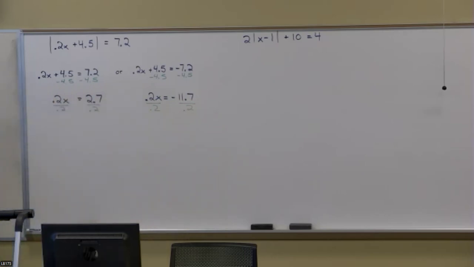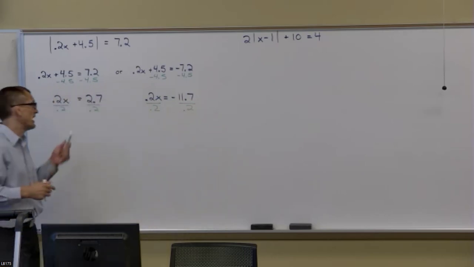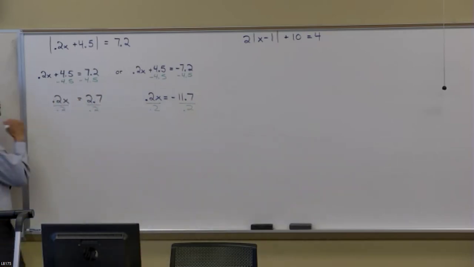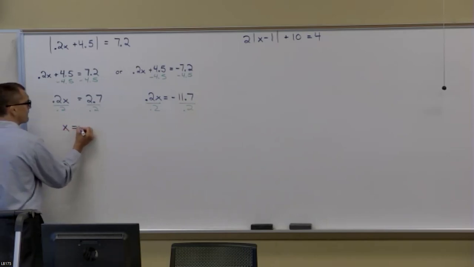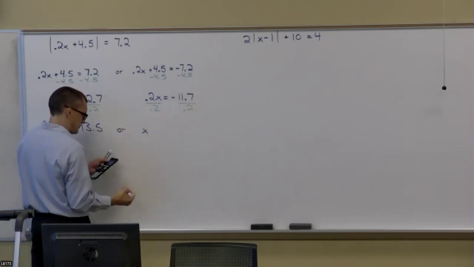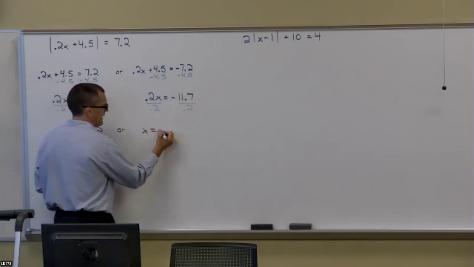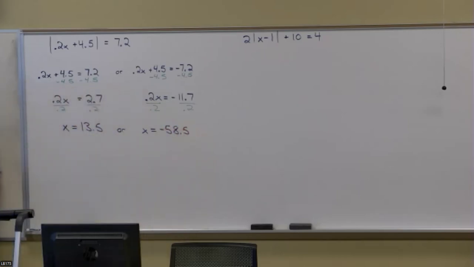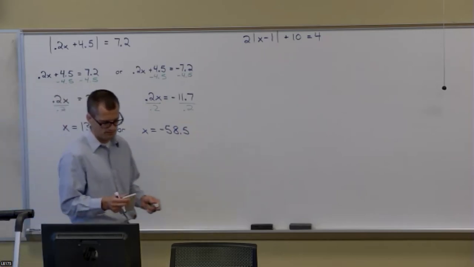But when I divide this one by 0.2, I get 13.5 as my x value. When I do this one, I get negative 58.5. There you go, that's the 2. Again, this is the bigger number, 13.5 is bigger than negative 58.5, right? Bigger is referring to on the number line.